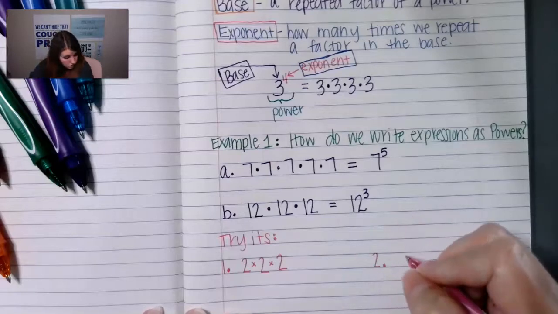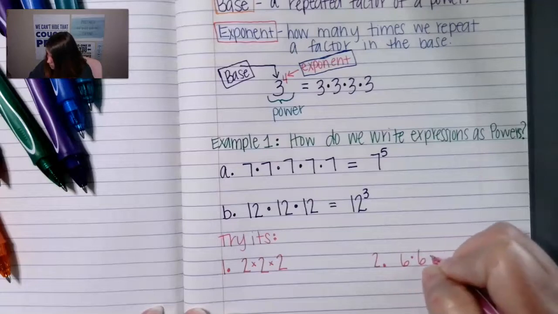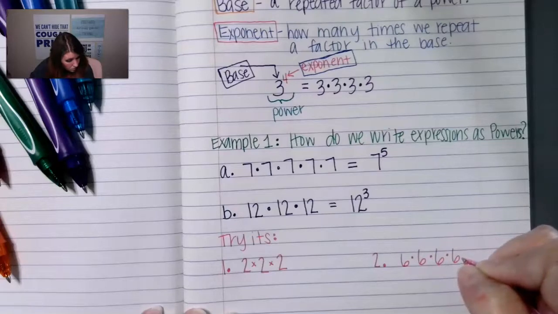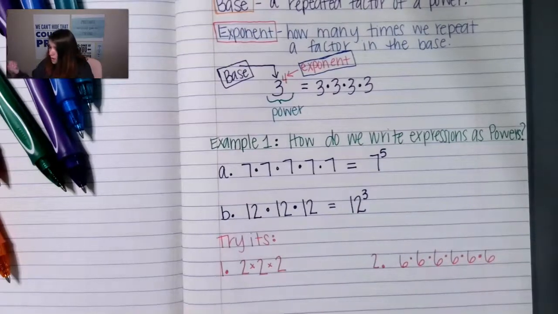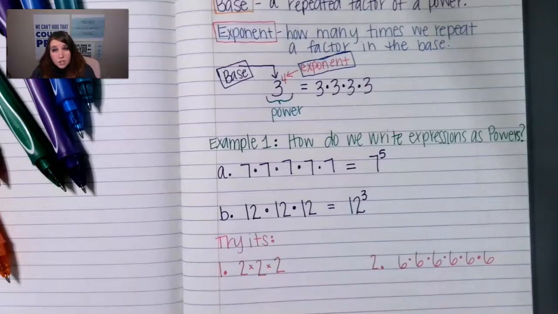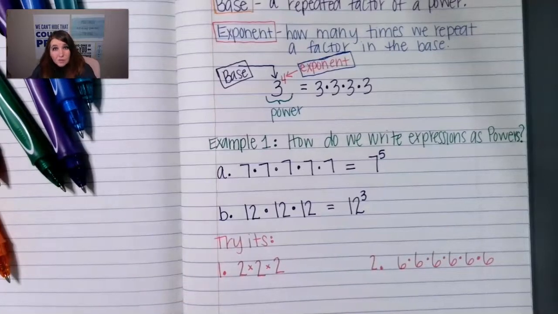And number 2, 6. All right, your turn. You solve both of these, and then we're going to check our work. So pause the video, answer these 2 questions, and then when you're ready, go ahead and hit play because I'm going to solve these right now.